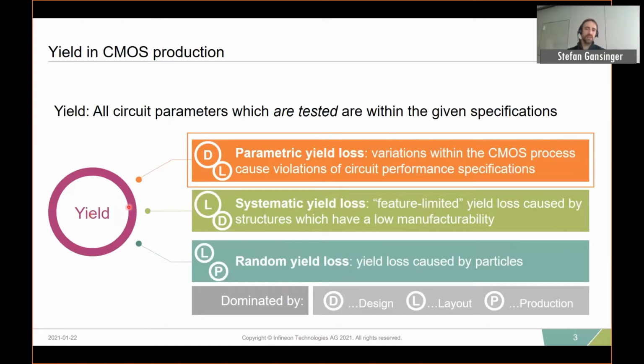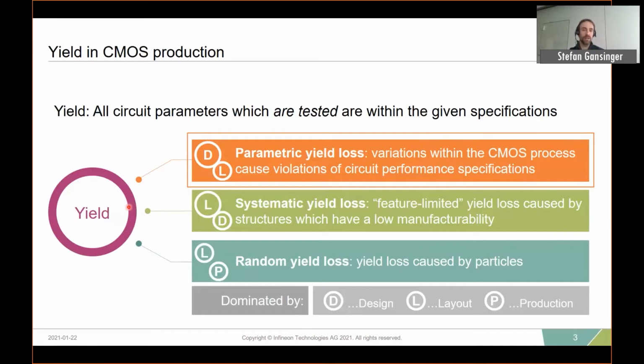Next to this, there's also systematic yield loss, which is typically given by structures on the wafer. So if you have structures which have so-called low manufacturability, this means there is a probability or a high probability that the production won't work. This is called systematic yield loss. So for instance, if you have dimensions which are really small, you have small distances between devices and similar things.